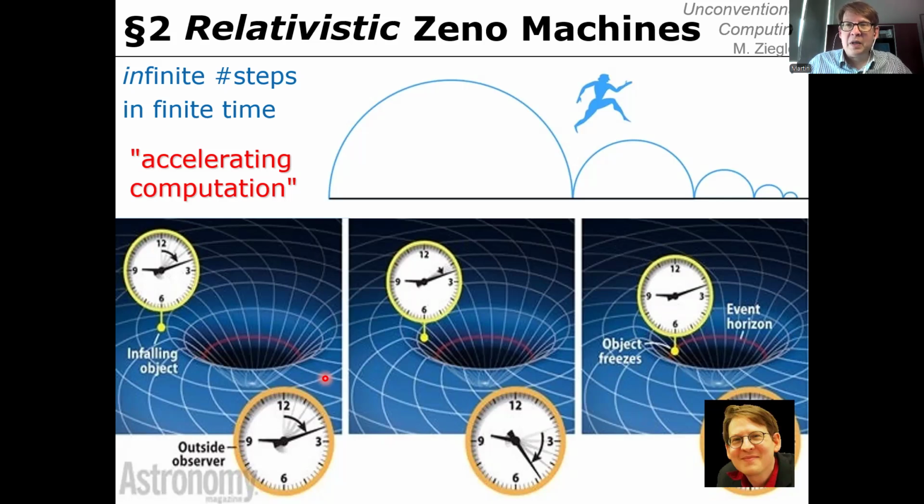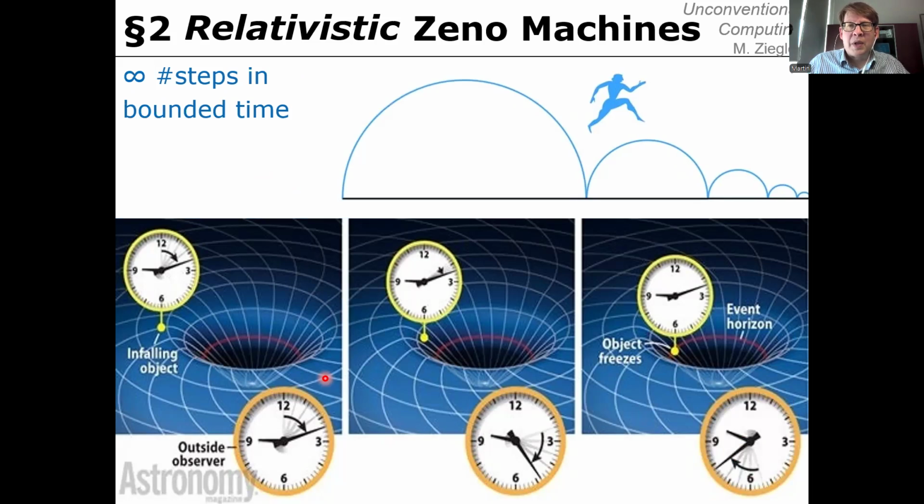And that would actually be almost practical because we have a black hole not too far from here in the center of our galaxy. But unfortunately, this is not how relativity theory works. It works the other way around. Namely, an infinite amount of time passes for the outside observer when there's a finite amount of time passing for the object falling into the black hole.